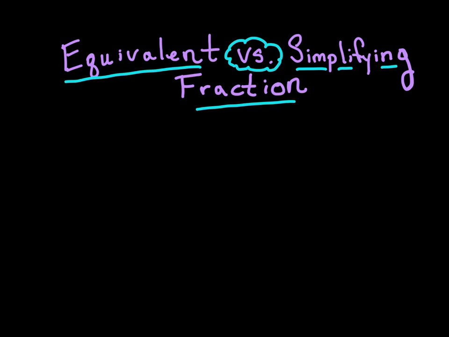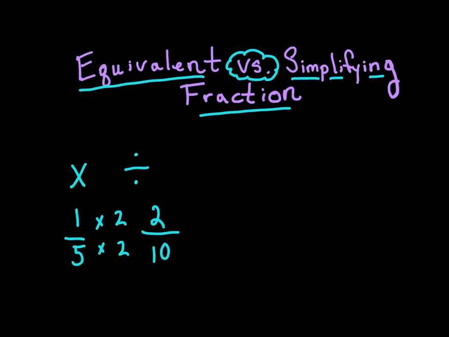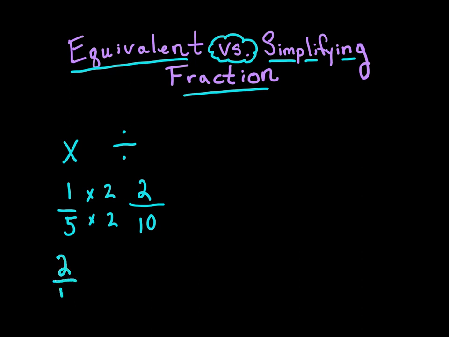All right, I know I've said this before, but when we talk about equivalent versus simplifying fractions, with equivalent fractions you can use multiplication or division. For example, like 1/5. You can multiply the top and the bottom by 2 to get 2/10. So if you started off with just 2/10, you could then divide the top and the bottom by 2 to get the equivalent fraction of 1/5.